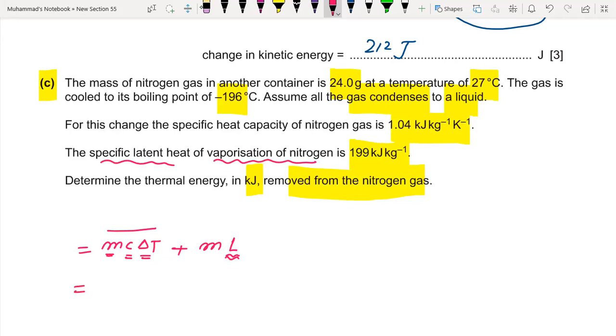So the mass, that is 24 gram, we should convert this into kg, that is 0.024 times specific heat capacity, which is 1.04 kilojoule, and we have to find our answer in kilojoule. This is also in kilojoule. So no need to convert kilojoule to joule. Okay, I hope you understand that.